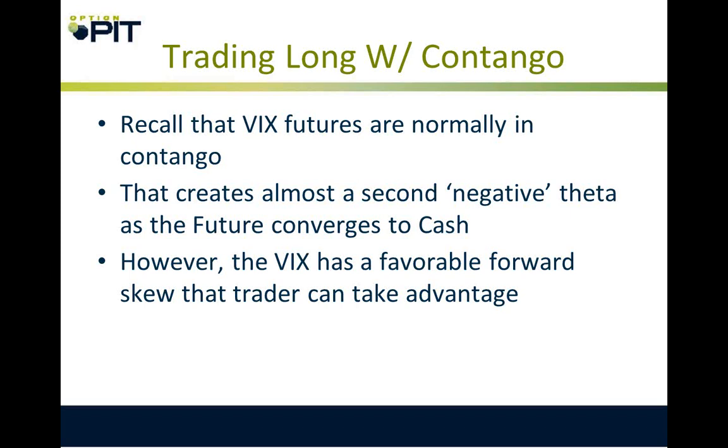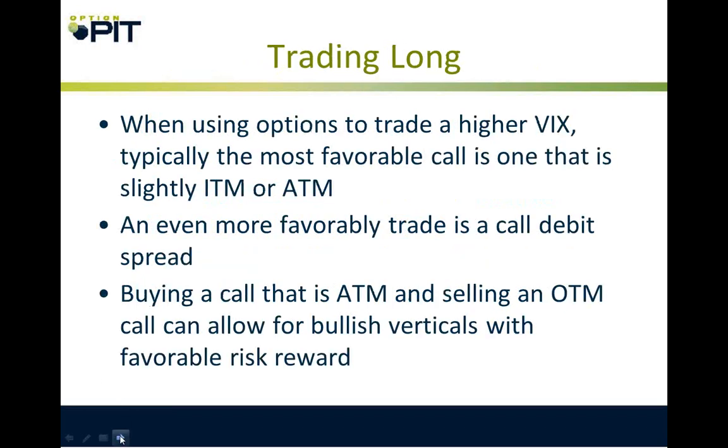However, VIX does have a favorable forward skew that the trader can take advantage of. So let's look at how I can build some trades. Trading long: when using options to trade a higher VIX, typically the most favorable one is the slightly in the money or at the money call. An even more favorable trade is a call debit spread. Buying a call that is at the money and selling an out of the money call can allow for bullish verticals with favorable risk reward.